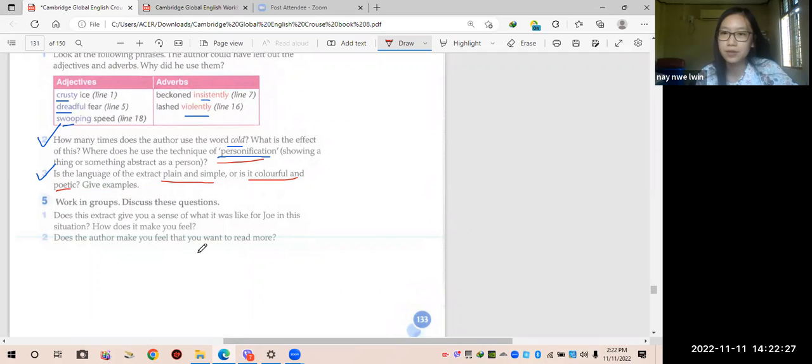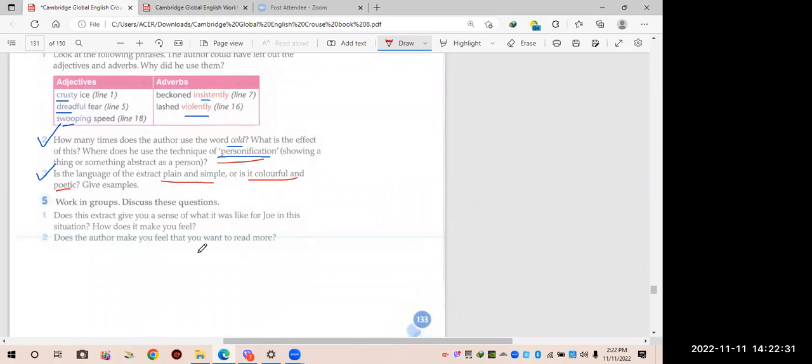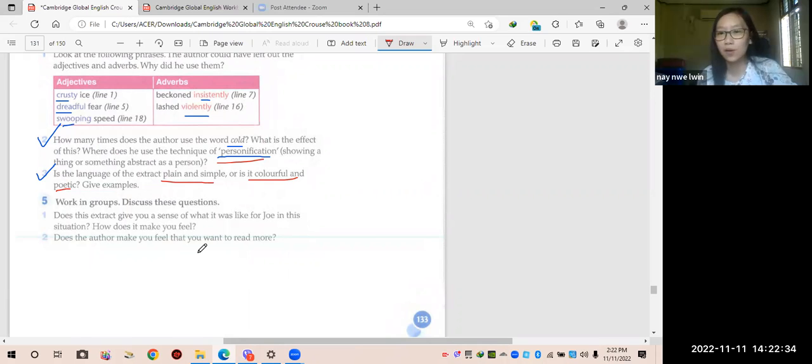Compared with the previous chapters. Not difficult or easy? Yes. Okay, so that is fine because you have come across such kinds of questions in chapter 1A. That is why.